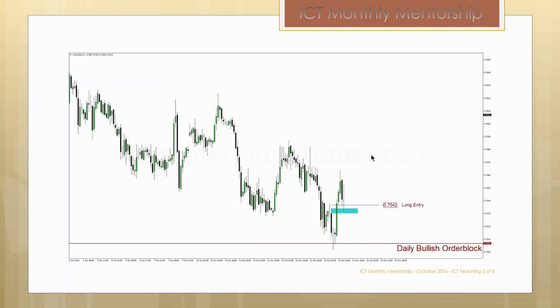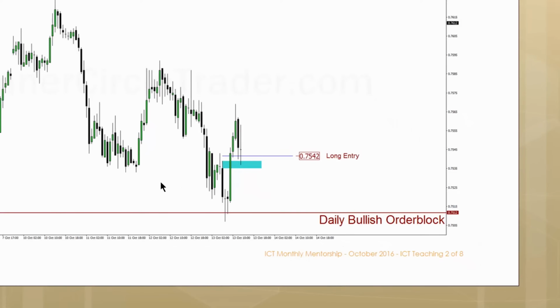Now, we framed in the first teaching in this month's delivery of content, we looked at this down candle as the bullish order block, and we were looking at 75.42 as a long entry. By doing that, we framed it with a 20 pip stop. This is where our stop loss would be, below the main threshold of this down candle, which is a bullish order block.